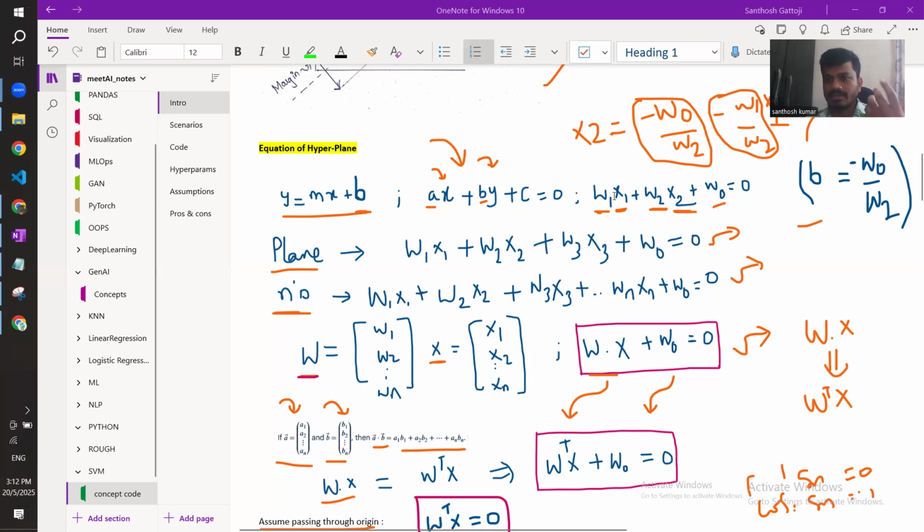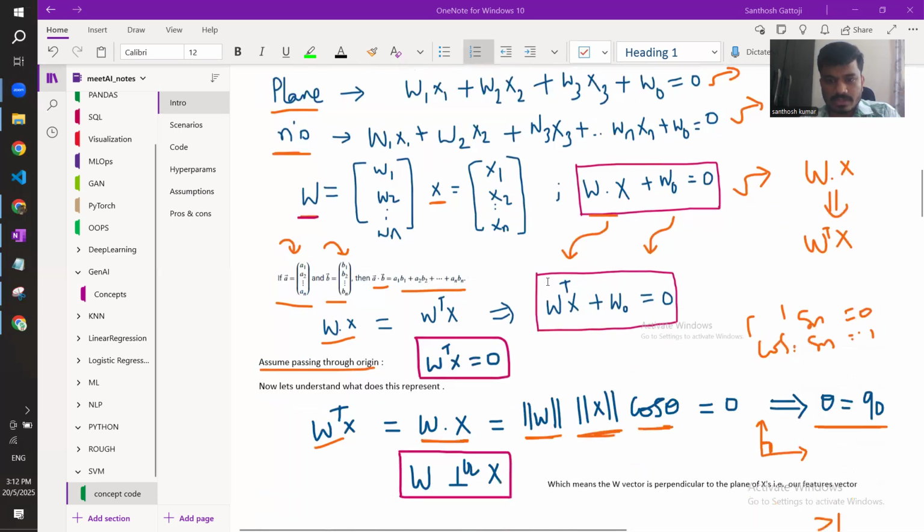Just like in the linear equation, we saw the line equation, right? Mx plus b, or w1 x1 plus w2 x2, like that. So yes, here also we have this. The simple form we write is W transpose X, and assuming it is passing through the origin, the equation of the line is W transpose X equal to 0.